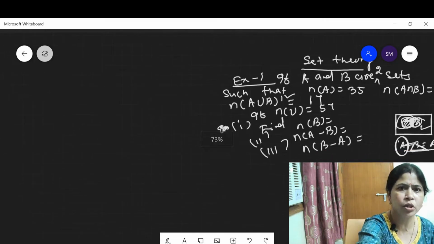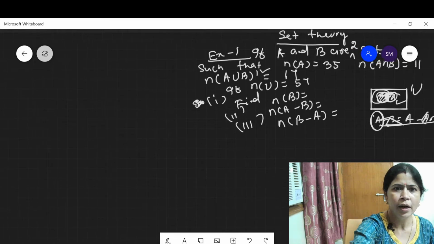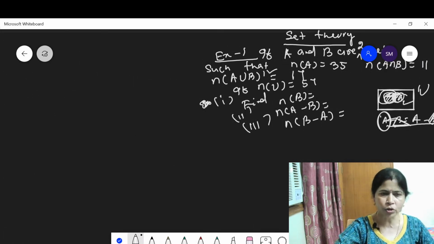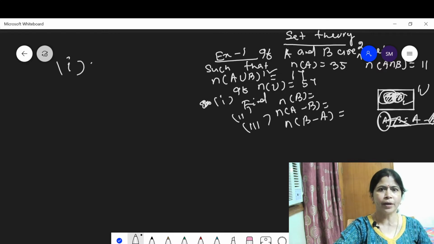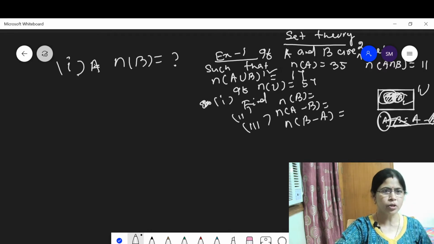Keep it here. The question is here, the given data are here. Then here we have to solve and find the answers. At first we have to find n of B, the number of elements present in set B. Look here, then the solution.